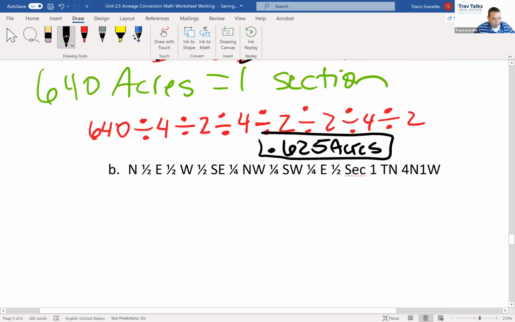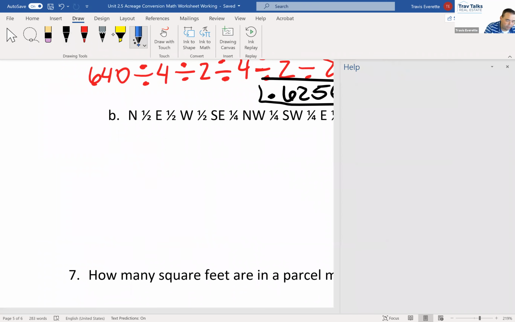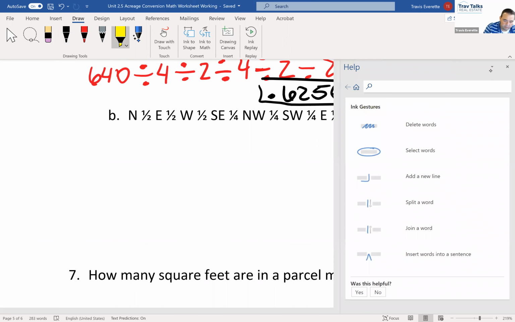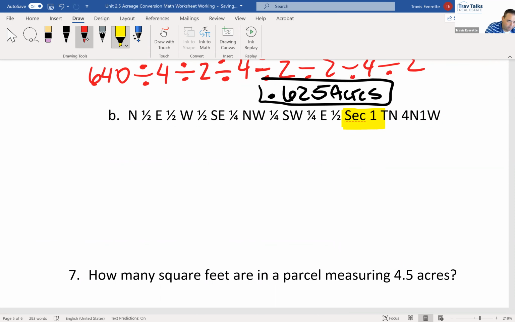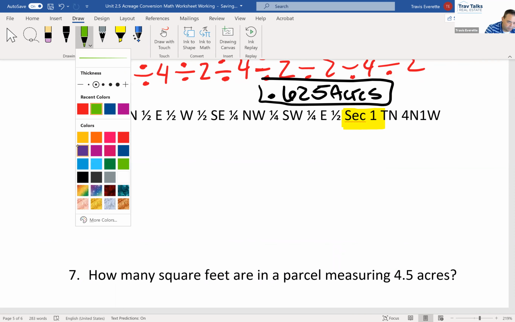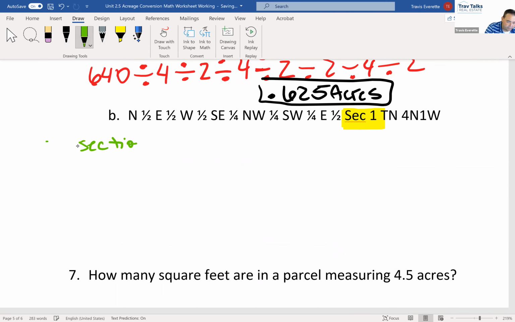So we're going to do the same thing on B here. We know we're starting with section 1. Get that out of the way. Section 1. And we know that every section equals 640 acres. So we know if we go back and do the same thing, we're going to be dividing by each one of these denominators as we work our way across. So I'm going to erase them so I can just circle them as I go this time. So it's going to be 640. Divided by 2. So I'll start typing that into my calculator.